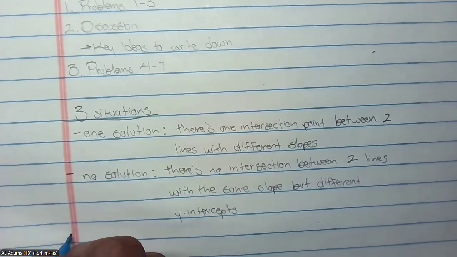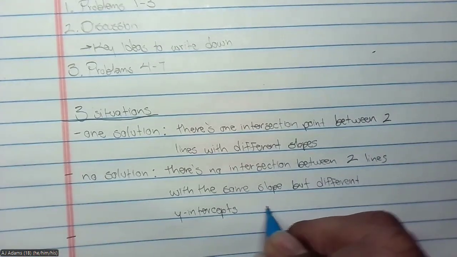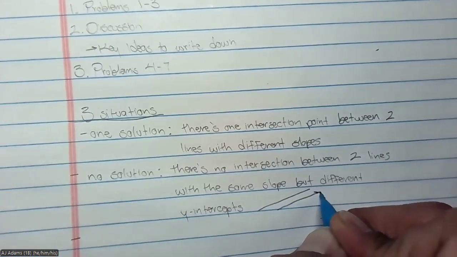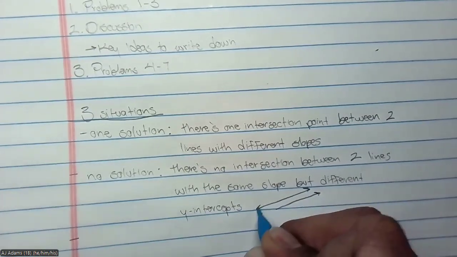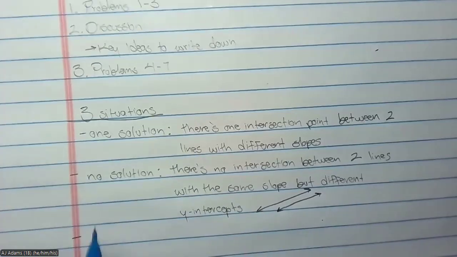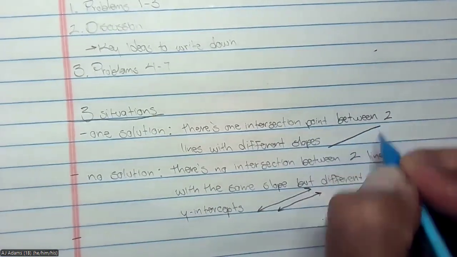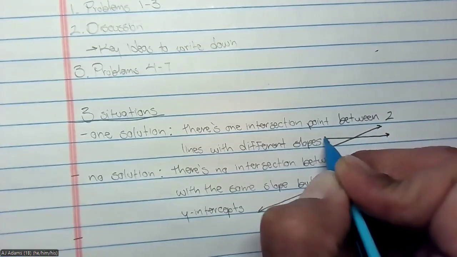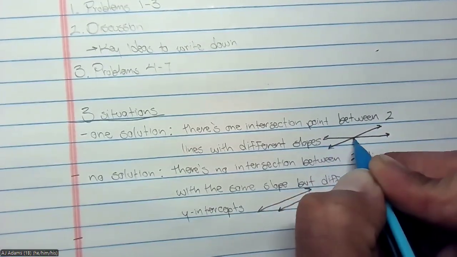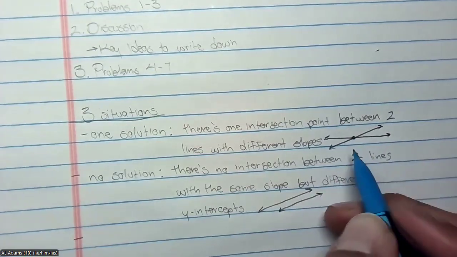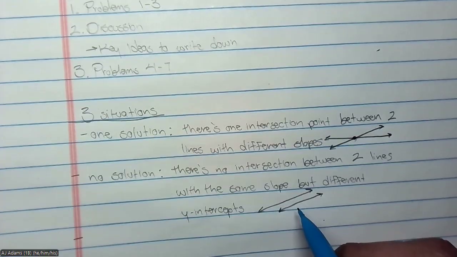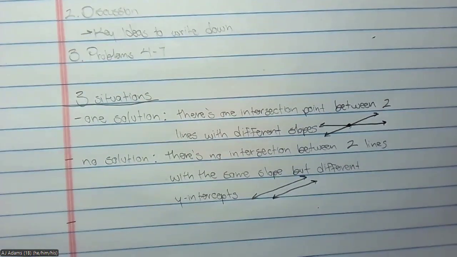The last possibility, actually, let's do a little sketch to show no solution is when you have parallel lines. One solution is when you have lines that intersect or cross. And that would be the solution to that system where those lines cross. These parallel lines do not cross, so there is no solution.